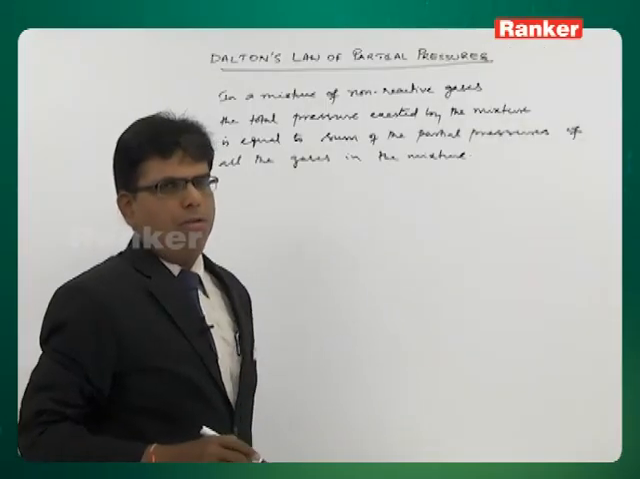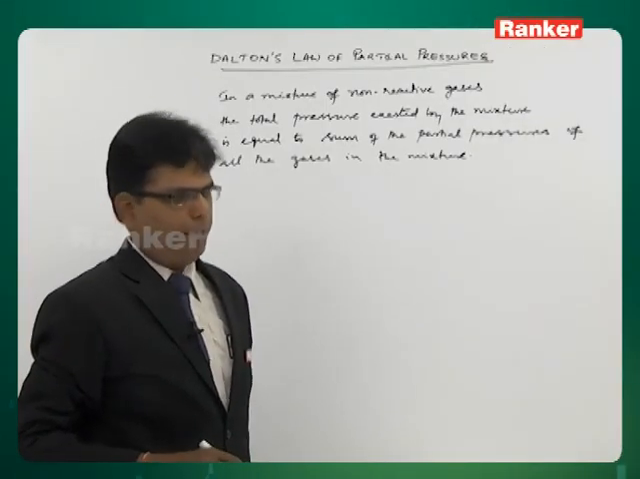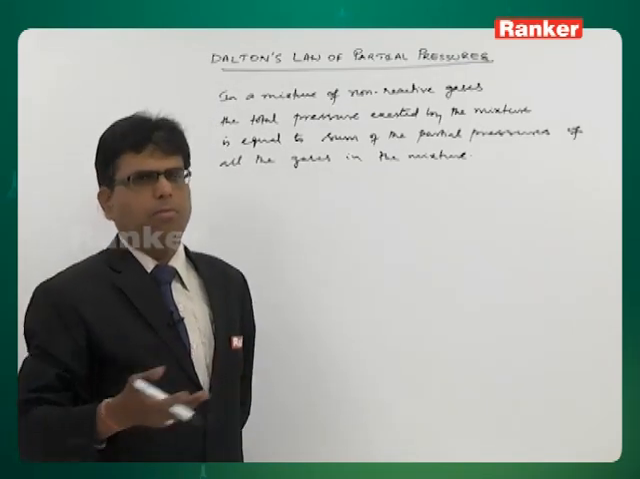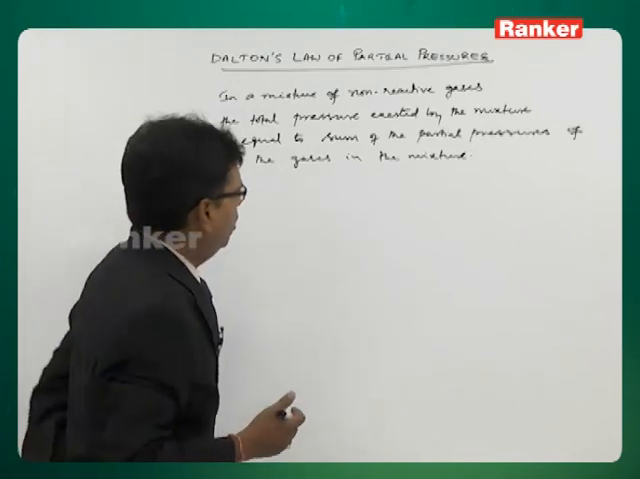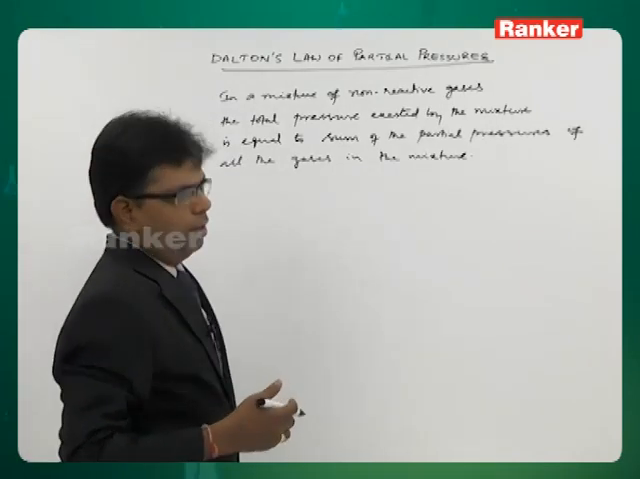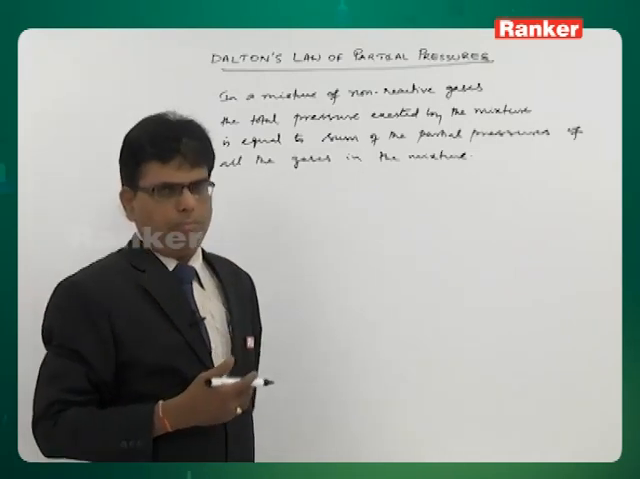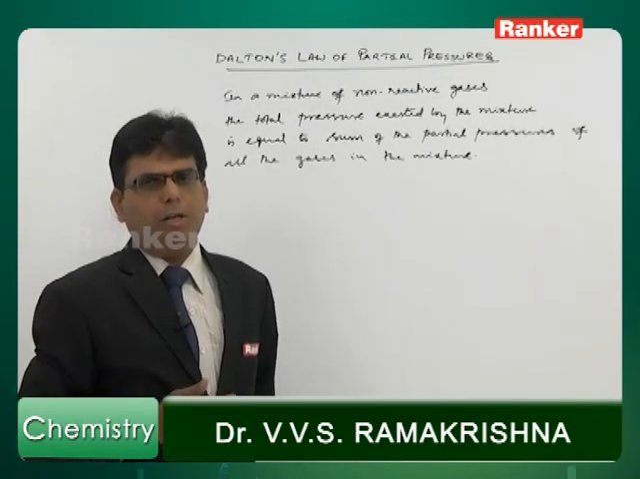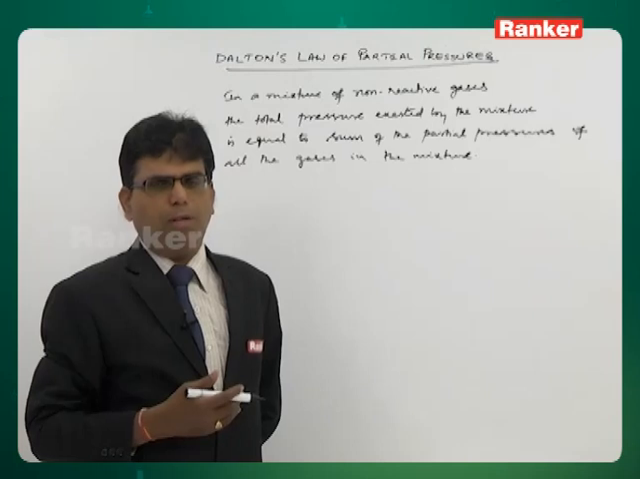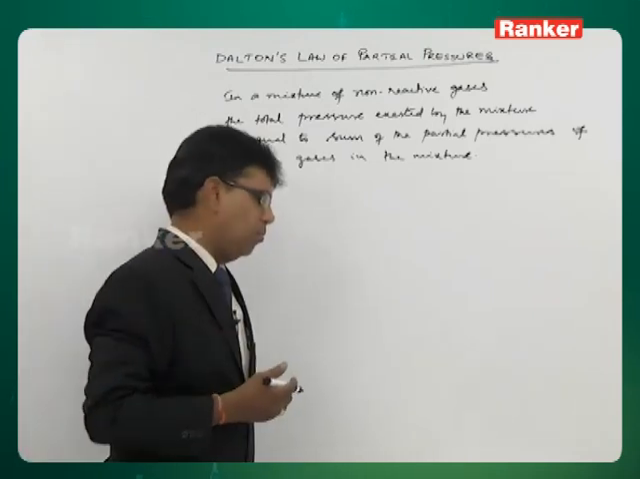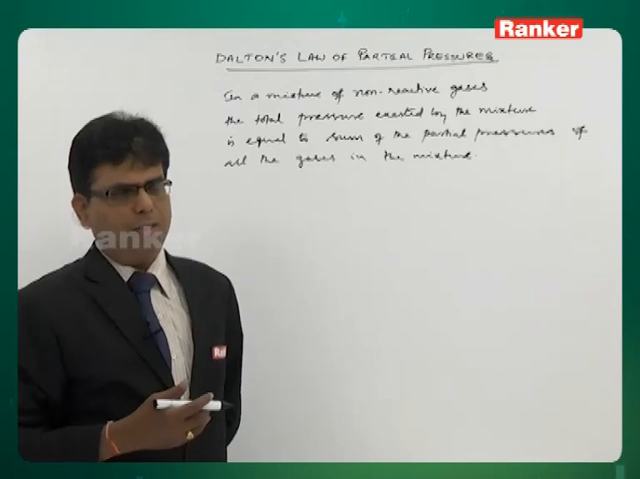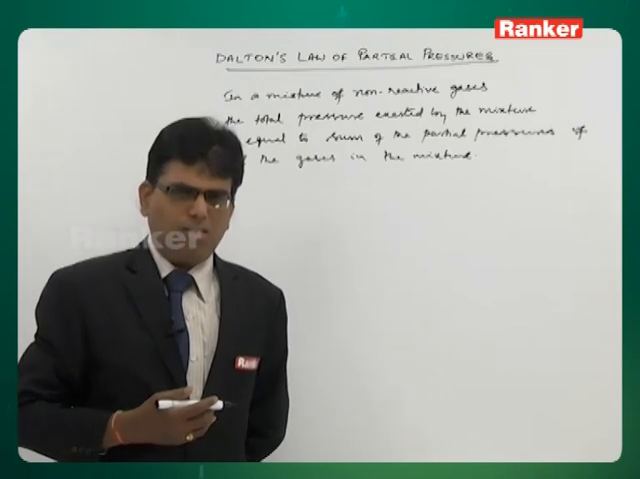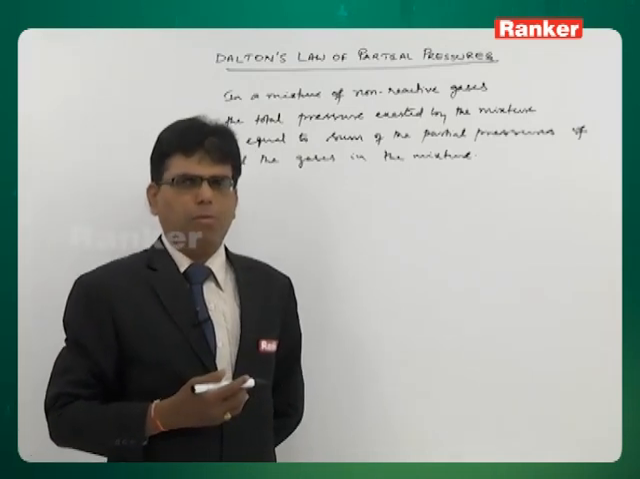In a mixture of non-reactive gases like air, oxygen, nitrogen, helium, neon, argon, krypton, if we have this kind of mixture, then the total pressure exerted by the mixture is equal to the sum of the partial pressures. What is partial pressure? Partial pressure is nothing but the pressure exerted by each component in that mixture. In a mixture of nitrogen and oxygen, the pressure exerted by nitrogen is the partial pressure of nitrogen, and the pressure exerted by only oxygen is the partial pressure of oxygen.